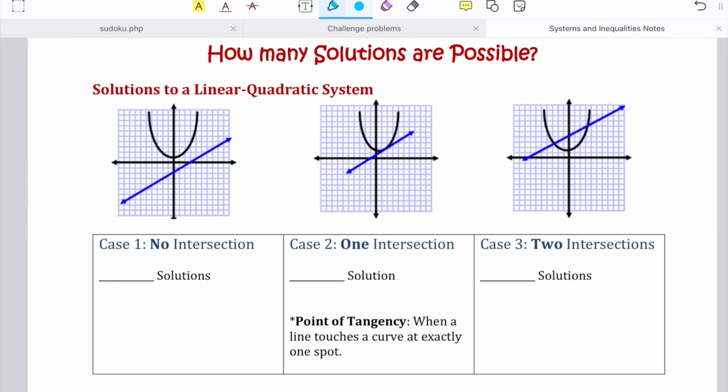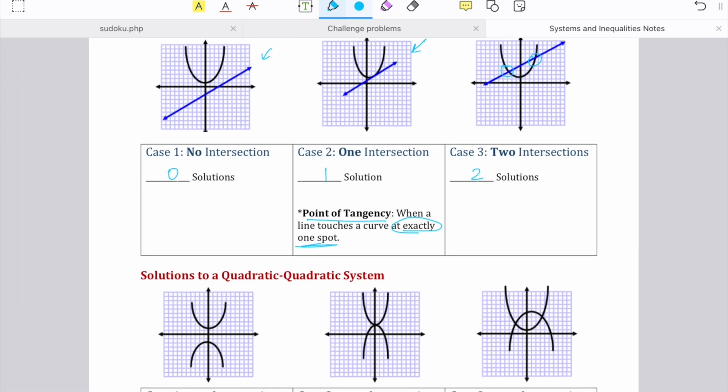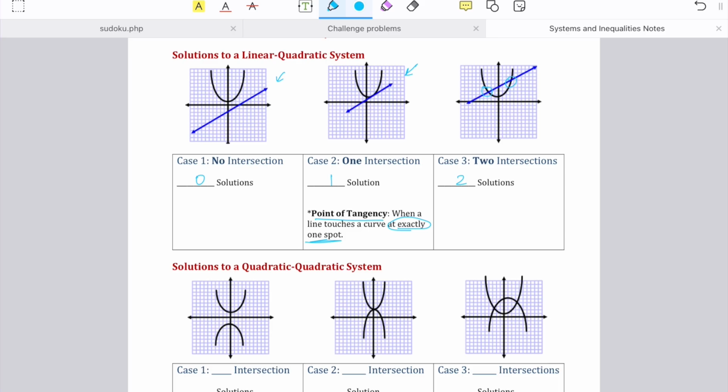So over here, how many solutions are there? 0. This 1. So the point of tangency is when the line touches a curve at exactly one spot. Okay. 2 intersection points, 2 solutions. Both of these are the solutions. Quadratic, first case, how many intersections are there? 0. That means 0 solutions. How many intersections are there? 1. So 1 solution. 2 intersections means 2 solutions.